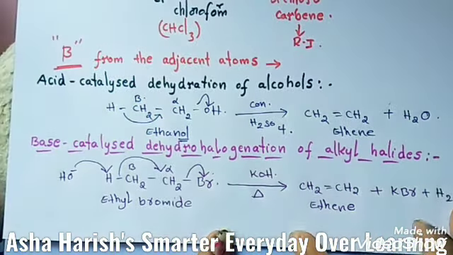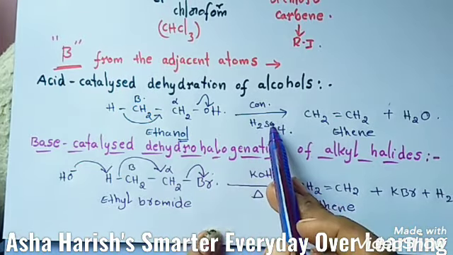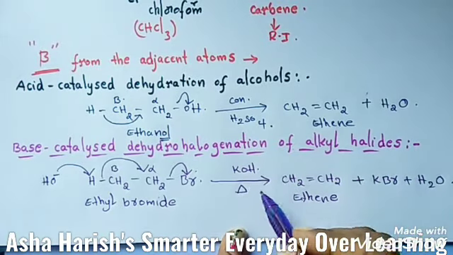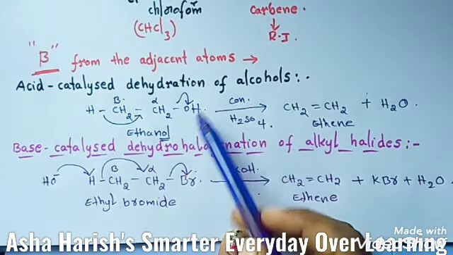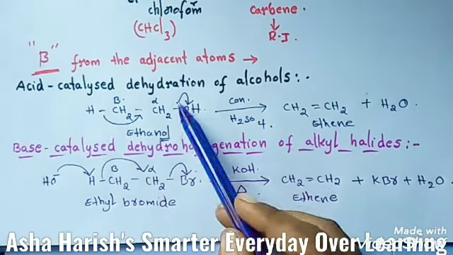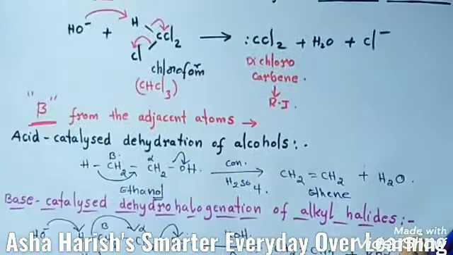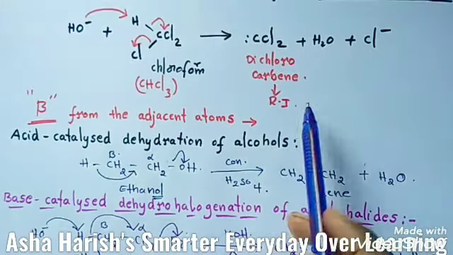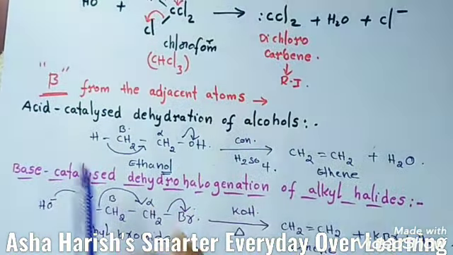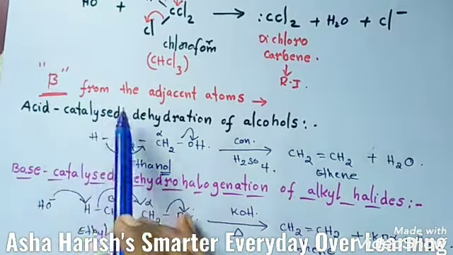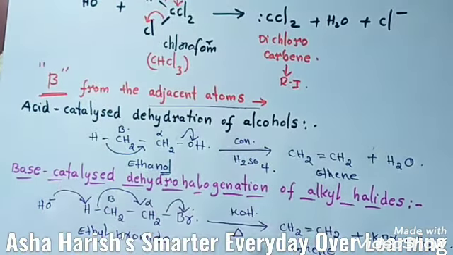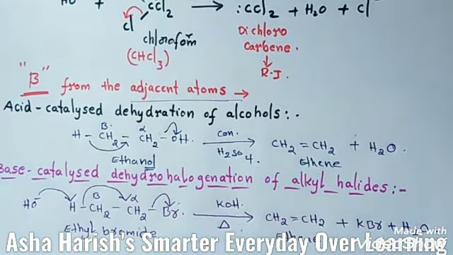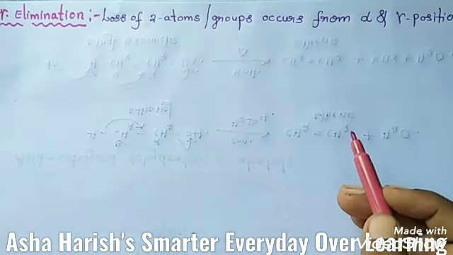Two types: in the medium of acid catalyst and the medium of basic catalyst. Then alpha elimination we also studied: chloroform, then dichlorocarbene formation, and here beta elimination from the adjacent atoms, just like this. These are the examples. Now let's go for gamma elimination. The third type is gamma elimination.